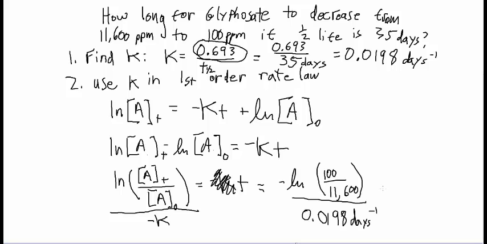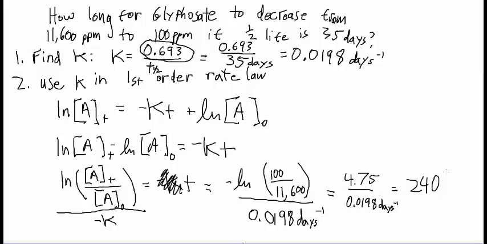Now let's just plug in our numbers. And the calculator tells me 240. And I want to say days here. Let's make sure that's appropriate. 1 over days is days. And there's our answer. That's almost a year.